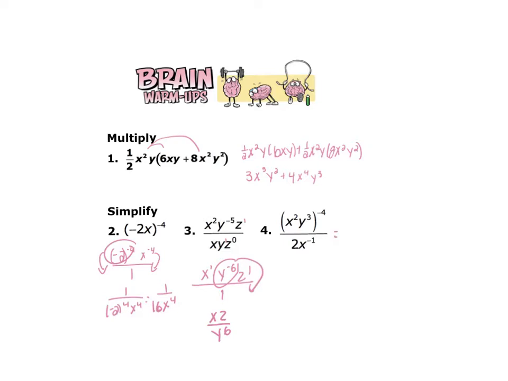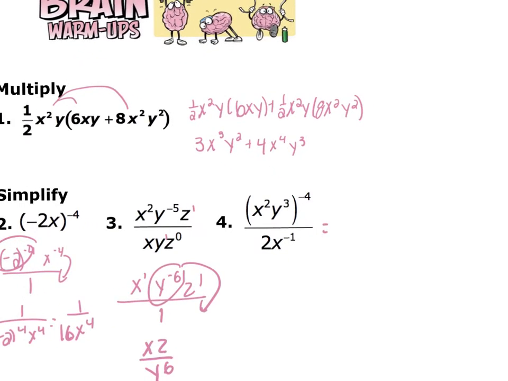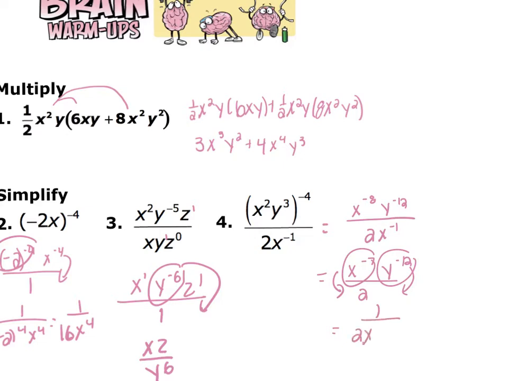And then here, I'm going to simplify. The first thing I'm going to do is bring in that power of negative 4 to each term, so I get x to the negative 8, y to the negative 12, because I'll be raising a power to a power, over 2 times x to the negative 1. Then I can use my division property. X to the negative 8 divided by x to the negative 1 becomes x to the negative 7. And then I still have that y to the negative 12 over 2. And then both of these terms move to the bottom. So I end up with 1 over 2x to the 7th, y to the 12th.